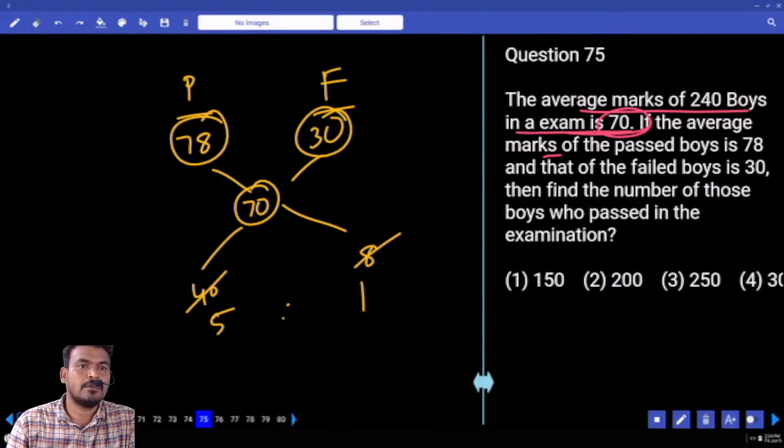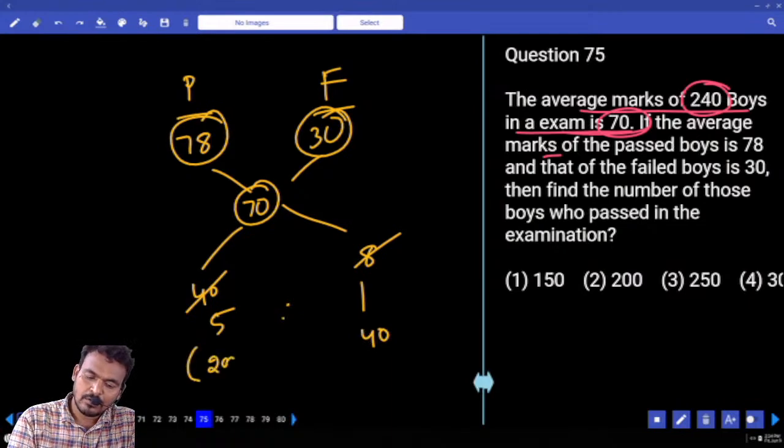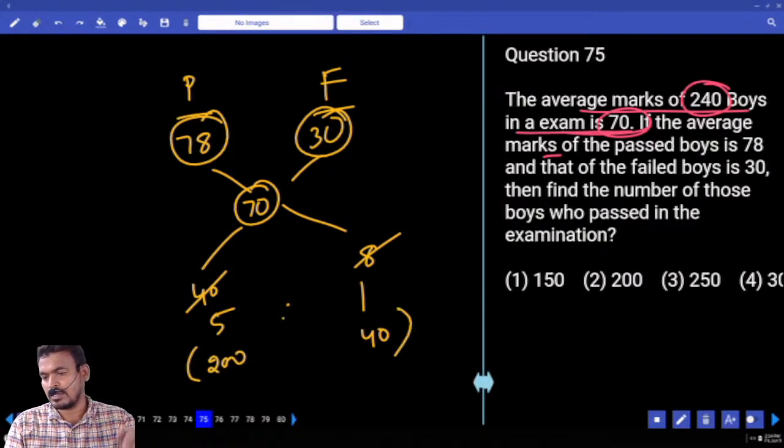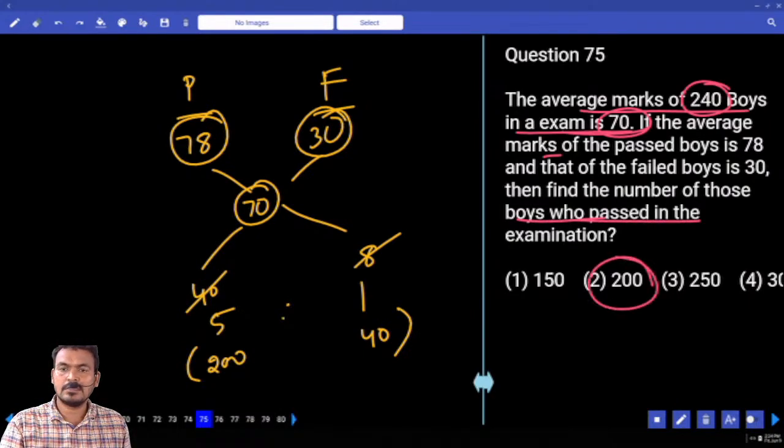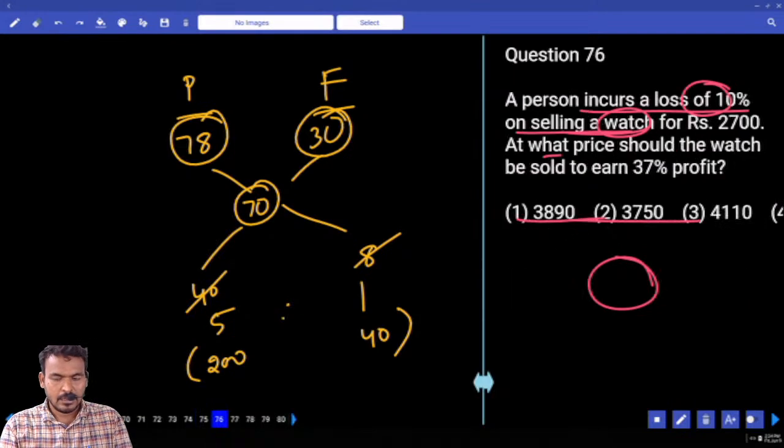5:1. Total how many parts? 6 parts. 6 parts are 240. Every one part is 40. 5 parts are 200. What is the question here? Passed boys or failed boys? Passed boys. What is the answer? 200.